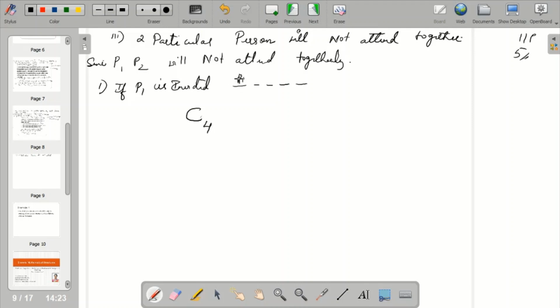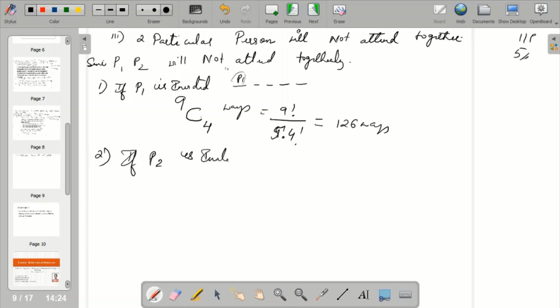If P1 attends, P2 will not come. So 11 minus 2 is 9. Here 1 is already occupied, so the remaining was 10, but if P1 attends, P2 will not attend, so it is 9C4 number of ways. That is 9 factorial divided by 5 factorial times 4 factorial. So this will give you 126 ways. Similarly, the second sub-question is if P2 is invited.